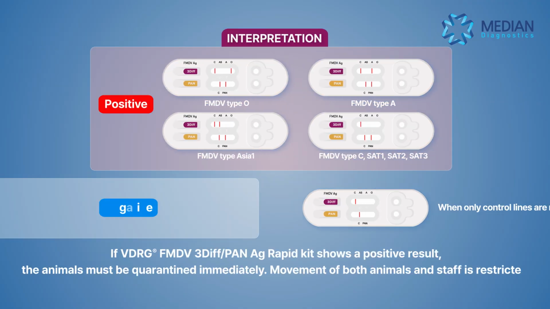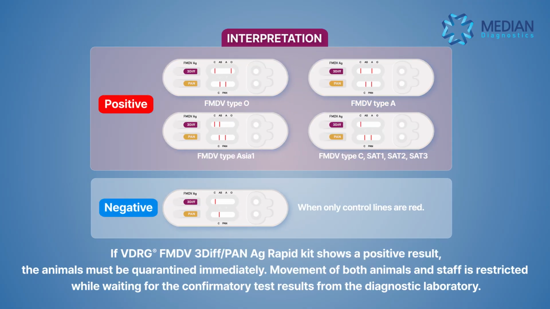If the kit shows a positive result, the animals must be quarantined immediately. Movement of both animals and staff is restricted while waiting for the confirmatory test results from the diagnostic laboratory.